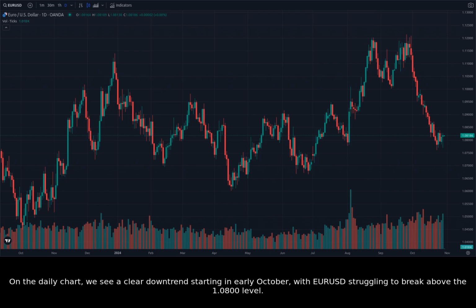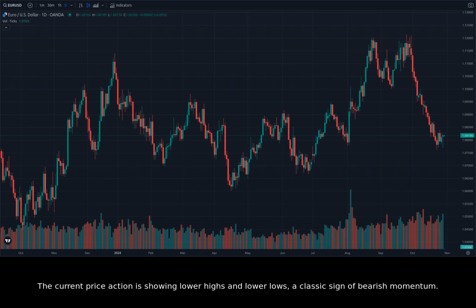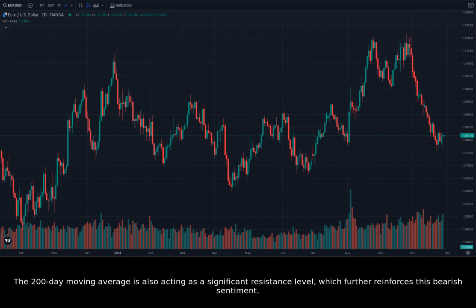On the daily chart, we see a clear downtrend starting in early October, with EURUSD struggling to break above the 1.0800 level. The current price action is showing lower highs and lower lows, a classic sign of bearish momentum. The 200-day moving average is also acting as a significant resistance level, which further reinforces this bearish sentiment.